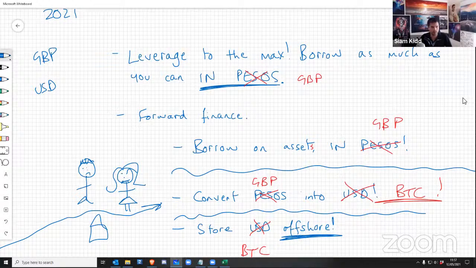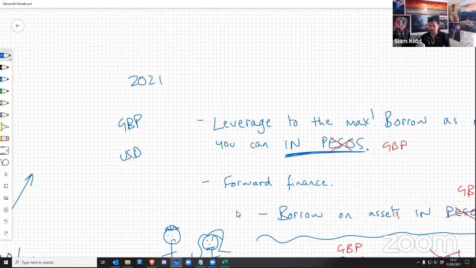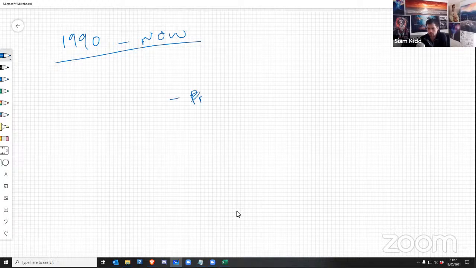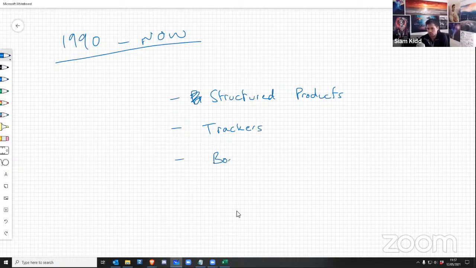So if you go back to, let's just say Argentina, any time from the 1990s till now, what would a financial planner put you in? They would put you into a bunch of structured products because that gives them good fees. They would put you into some sort of tracker or trackers. They may put you into some bonds or gilts, so government bonds.